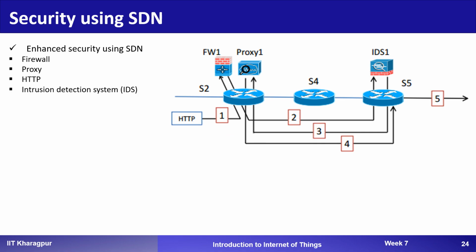Now the security using SDN. In case of your SDN, in order to implement security, you can use firewall, proxy, HTTP or IDS, intrusion detection system. So for example, in this network different firewalls are implemented, or different proxies and your intrusion detection systems are deployed. So you can integrate your SDN system with these in order to enhance the security of your network.